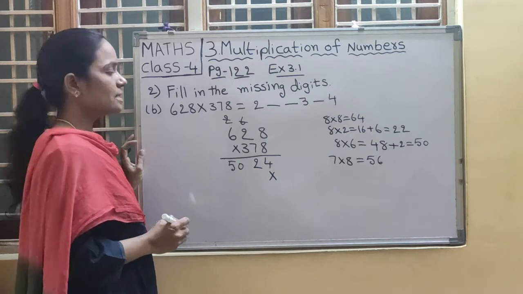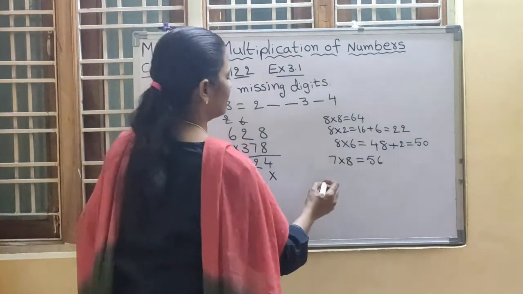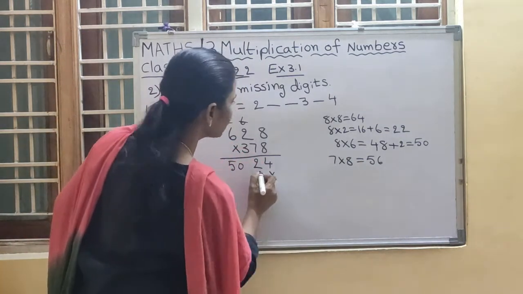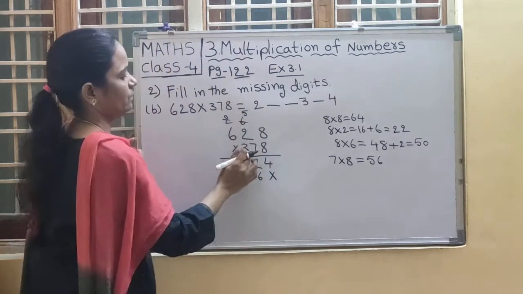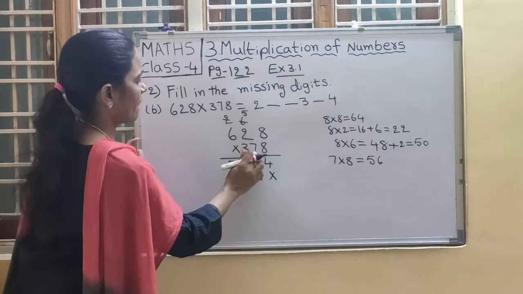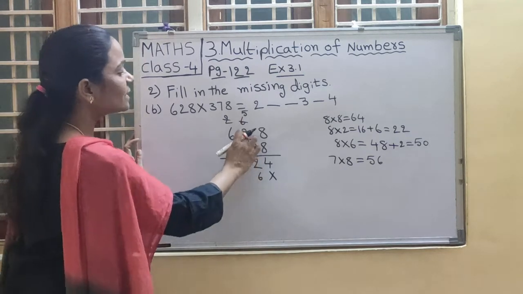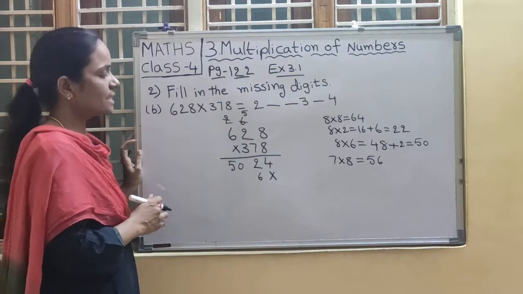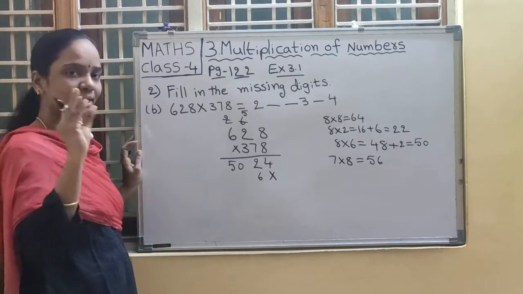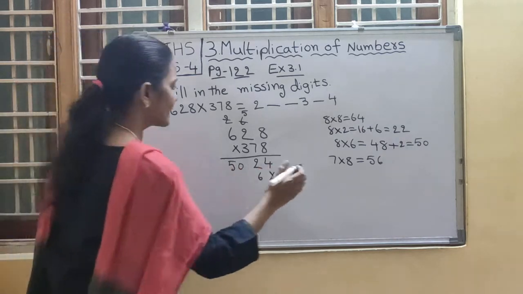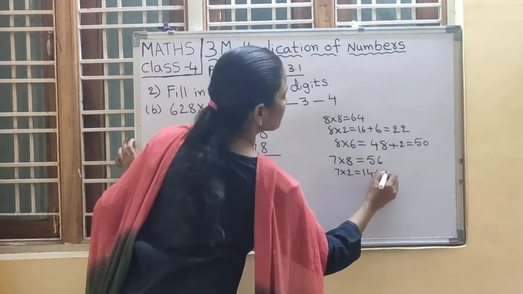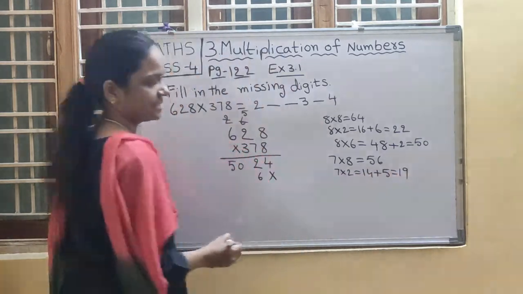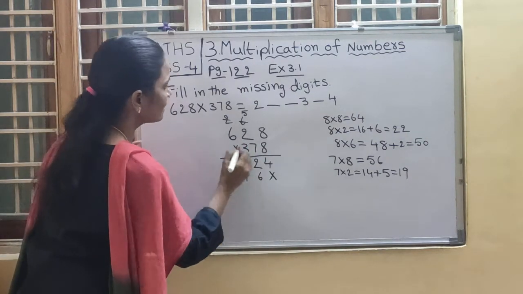Okay, children? 7 8s are 56. So 6 right here and 5 is the carry. Next, 7 2s are how much? 14. 7 2s are 14. 14 plus 5, how much? 19. So 9 right here and 1 is the carry.